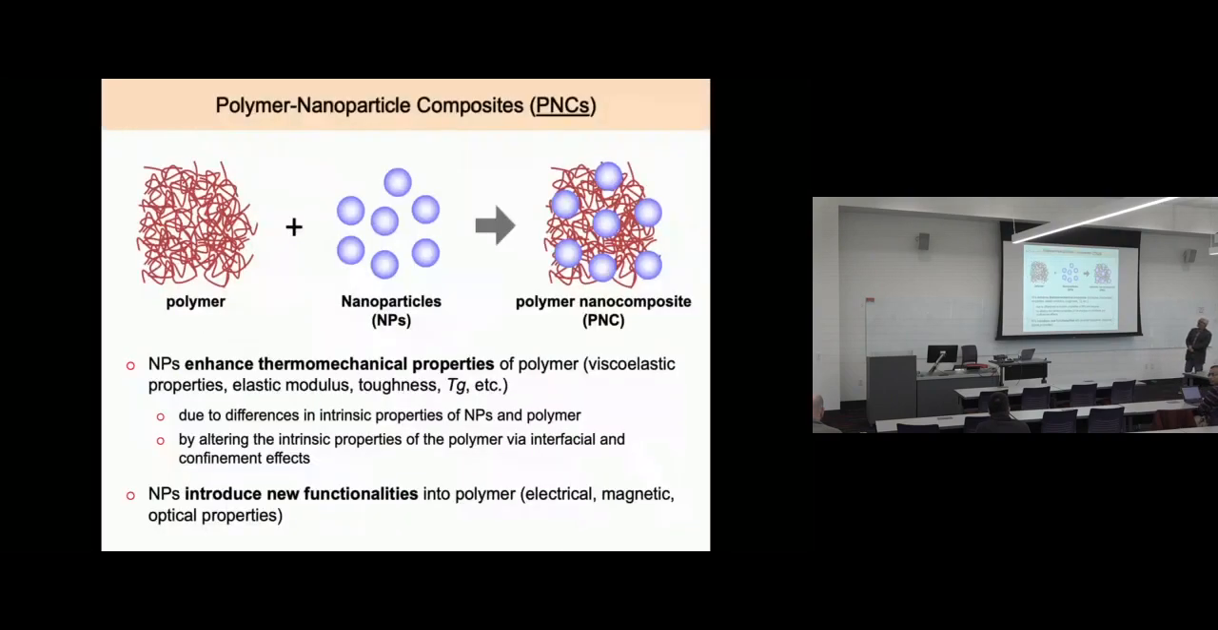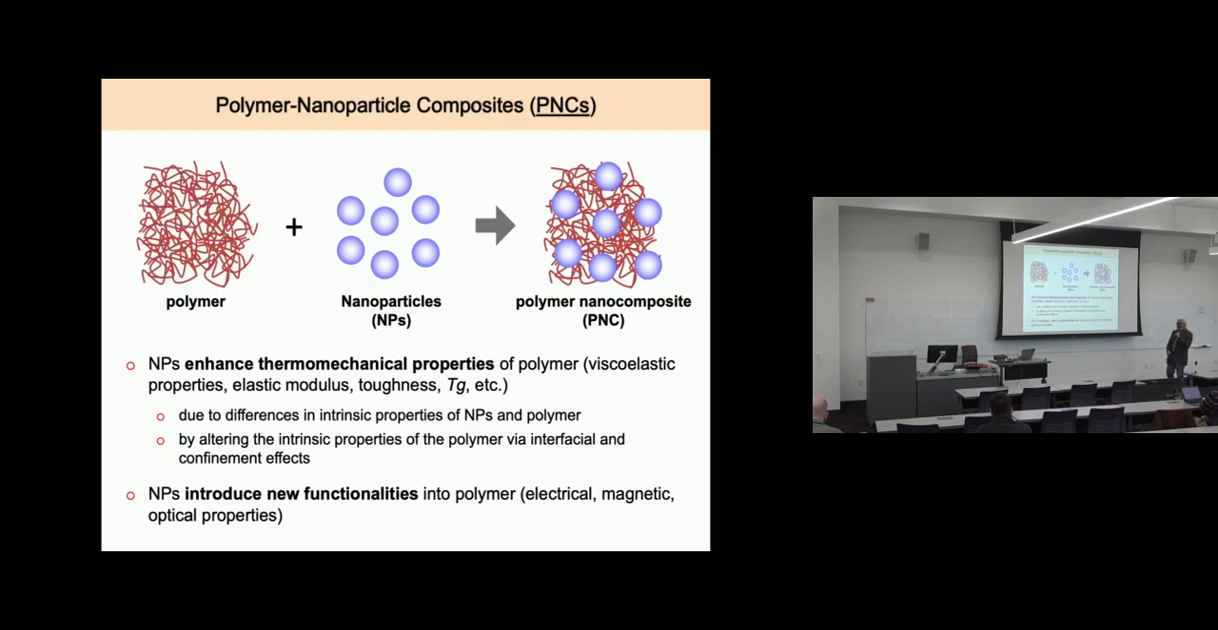Just an introduction. All of you will probably know that incorporating nanoparticles in polymers is good, right? It enhances thermomechanical properties of the polymer, whether it's viscoelastic properties, fracture toughness, and so on and so forth. And this enhancement occurs due to two main reasons. One is an obvious one. Nanoparticles have different properties. They are hard, right? Polymers are soft. So basically, the polymer composite will have a property intermediate to the two, right? That's kind of obvious.